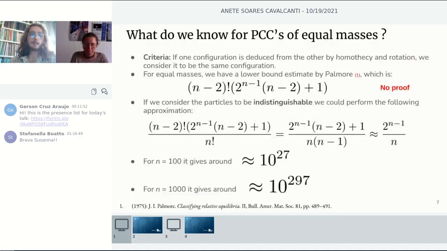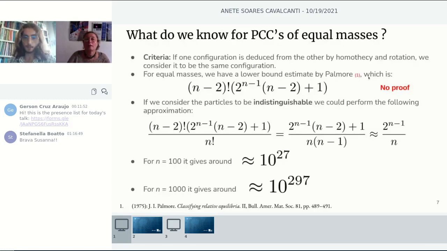Well, first, we need to establish a kind of criteria. We say that if one configuration is deduced from the other by homothety and rotation, we consider it to be the same configuration. In order to give a qualitative rough estimate, which does not have any numerical sense but just gives an intuition, I have decided to use a lower bound estimate by Palmore for the case of planar central configurations of equal masses. And here we have this expression.